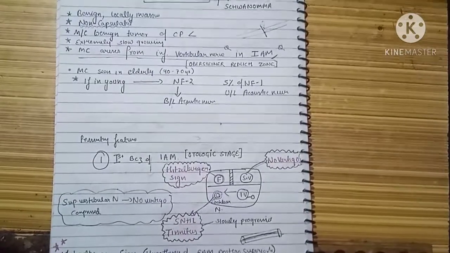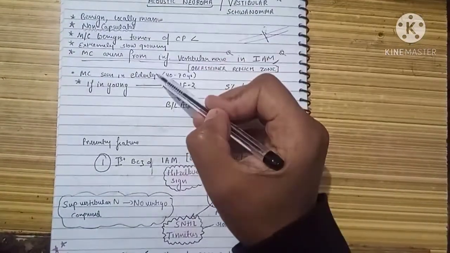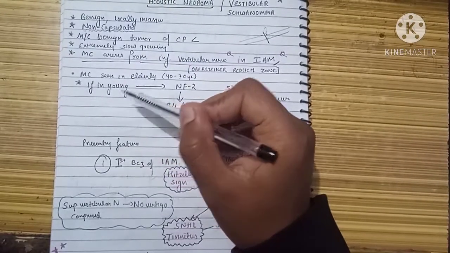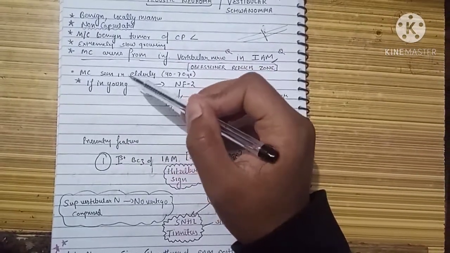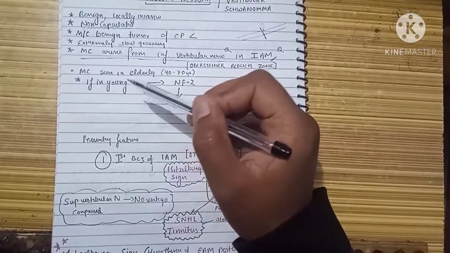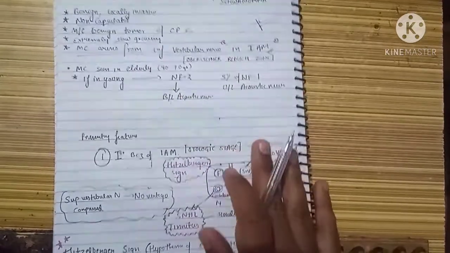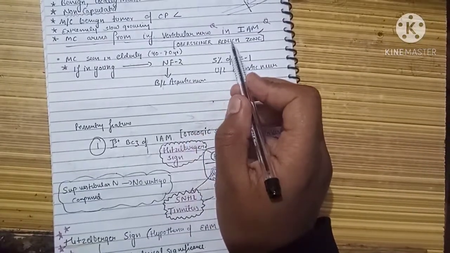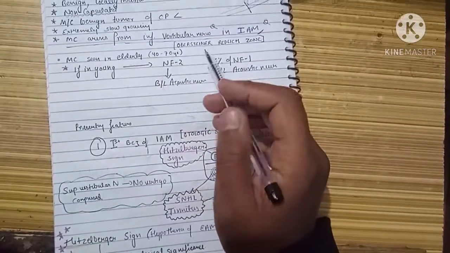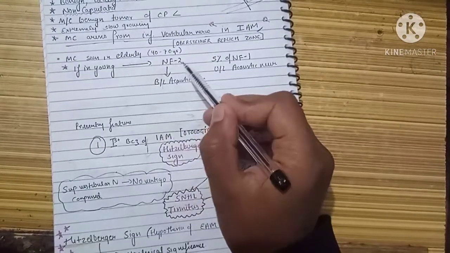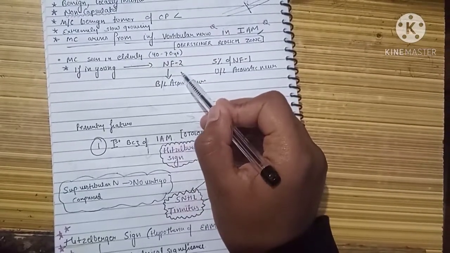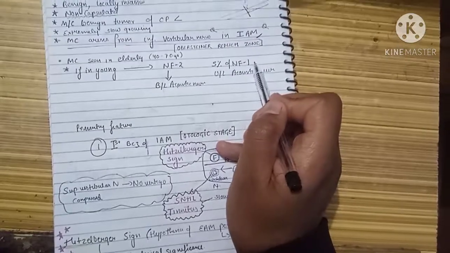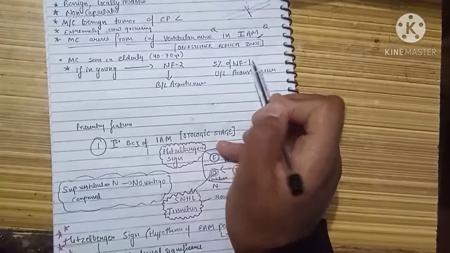So this condition is most commonly found in the elderly, but if it is seen in a young person or adolescent, we should think of a child who has neurofibromatosis. Now if an adolescent comes with acoustic neuroma and it is bilateral, we should suspect neurofibromatosis type 2, and if it is unilateral, it may be neurofibromatosis type 1.